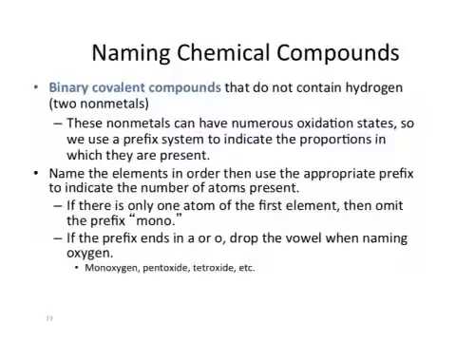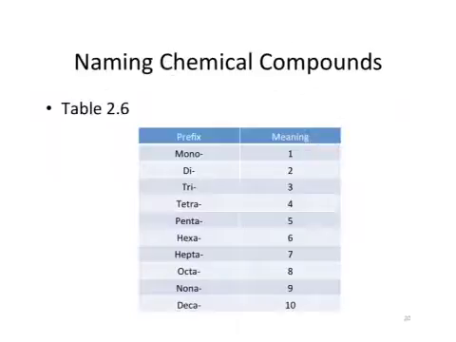And we're going to name the elements in the order that they are listed in the chemical formula, and then we're going to put the appropriate prefix in to indicate the number of atoms present. The exception is if there's only one of the first element listed, then we're going to omit the prefix mono, which means 1, and then we're going to do some things like dropping A's or O's to make things flow a little bit better. That's not such a big deal, but let's take a look at the prefixes first and then dive into some examples to make all of this make more sense.